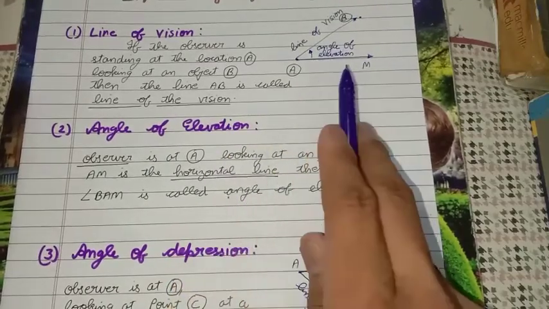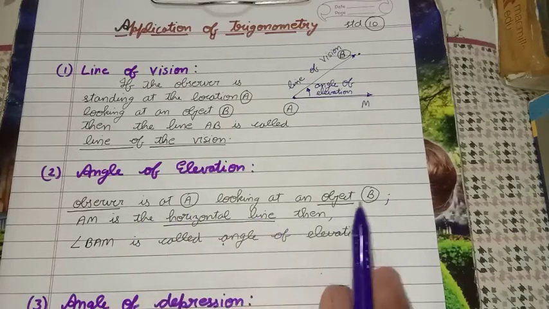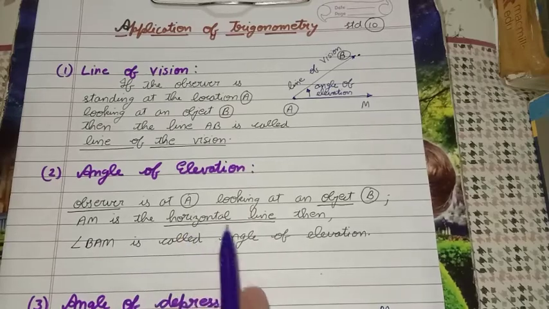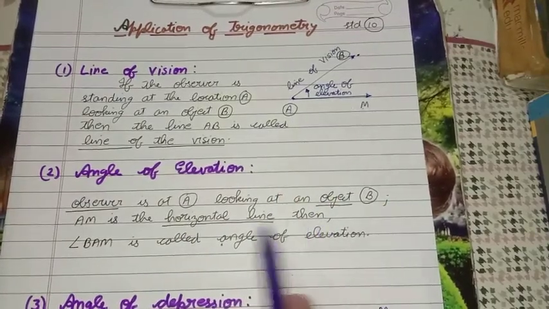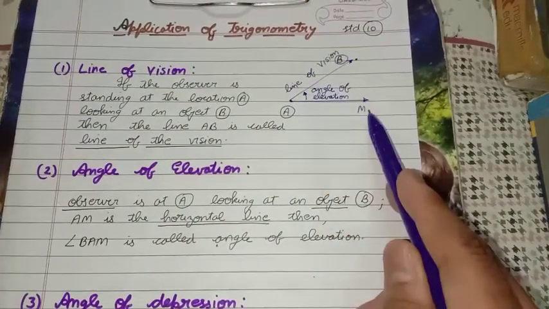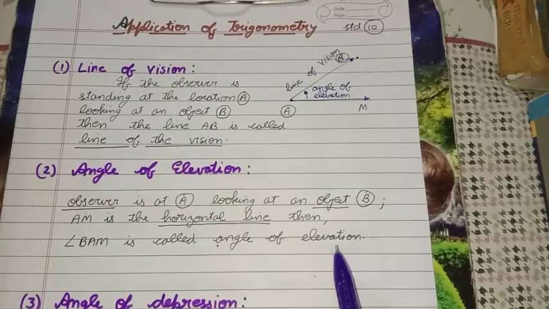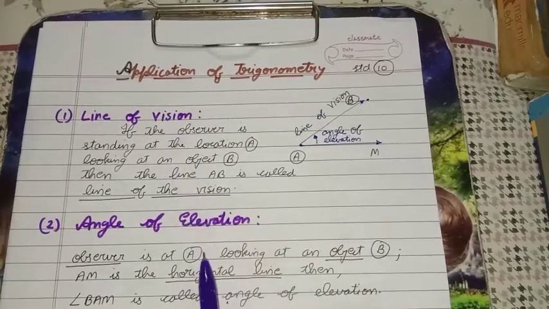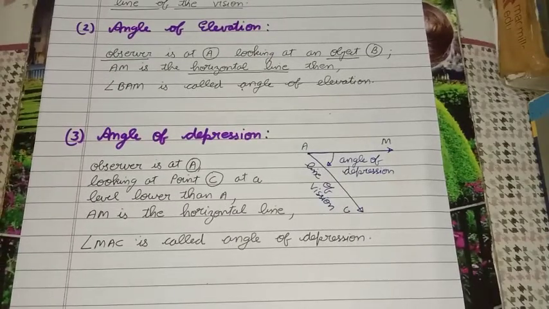The next is angle of elevation. It's already shown in the diagram. The observer is at A and he is looking at object B. So AM is the horizontal line. Can you see this? AM is the horizontal line. Then angle BAM, see this, BAM, is the angle of elevation. The first concept which we learned is line of vision, then angle of elevation, and one more concept is angle of depression.